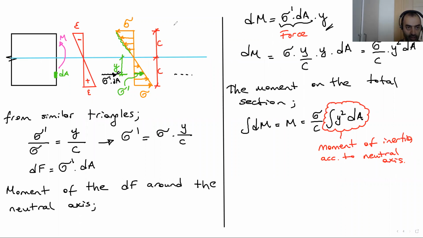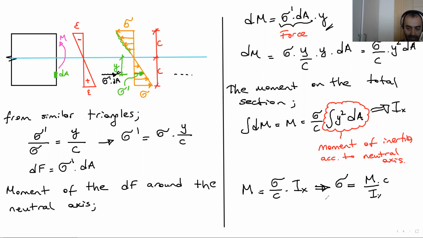Let's write the equation here again. M is sigma over c times Ix. This is the Ix, by the way, which is the moment of inertia. If I convert this equation for stress, sigma equals M times c over Ix.